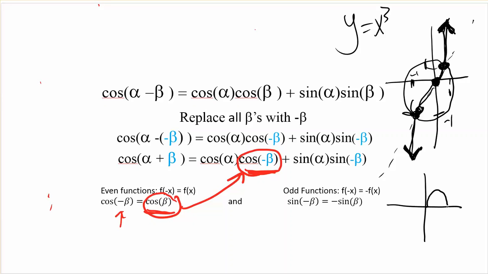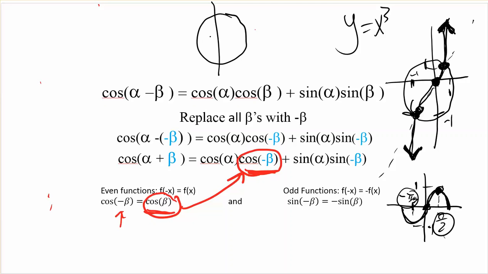So if I just draw half of a period on either side, you can see that this point right here is pi over 2, 1. And this point right here at negative pi over 2 is equal to -1. So when the angle is negative, then it is equal to negative the value of its positive counterpart. And this can be seen on the unit circle as well.